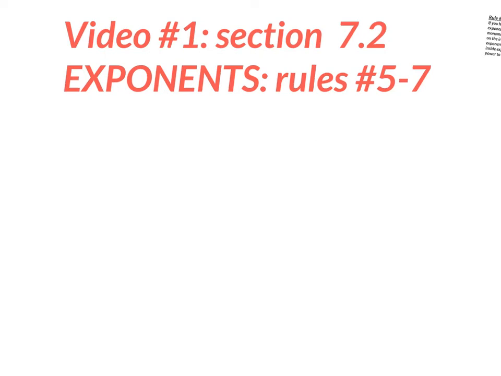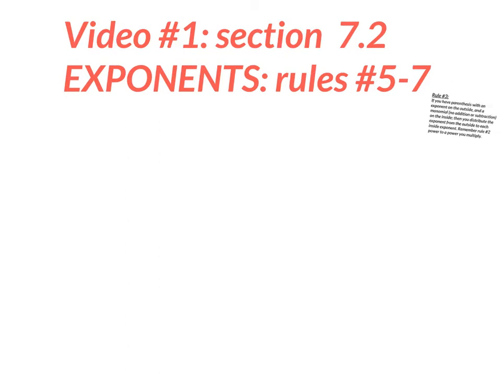So we are moving on to section 7.2. We're still on exponents, but this time we did rules 1, 2, and 3 on 7.1, and right here on 7.2 we're doing rules 5, 6, and 7. I know you're thinking, wait a minute, what happened to rule 4, right? We did 1, 2, and 3 on 7.1, and right here we're doing 5, 6, and 7. What happened to rule 4?